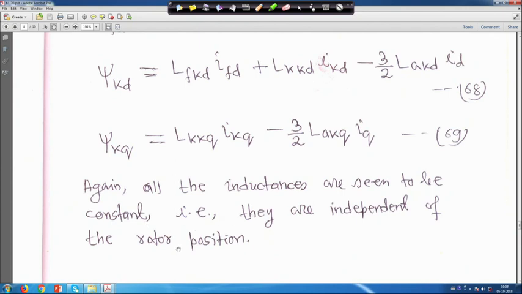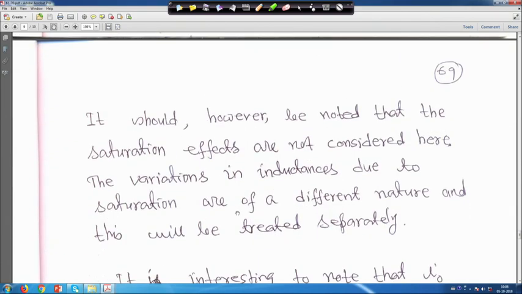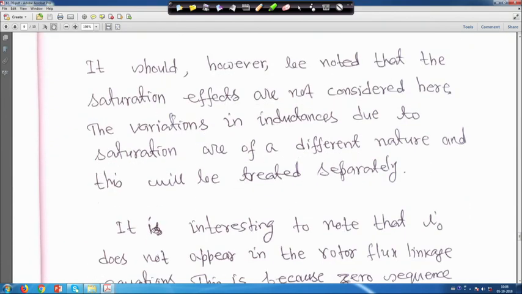That is, they are independent of the rotor position, because theta is equal to omega r t or omega s t, because in a synchronous machine omega r is equal to omega s. So again, all the inductances are seen to be constant, that is, they are independent of the rotor position. It should however be noted that we have not considered the saturation effect, and throughout this course we will not consider it, as things would be more complicated. The variation in inductances due to saturation is of a different nature, and this will be treated separately.